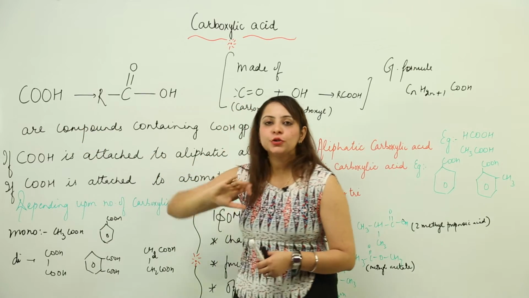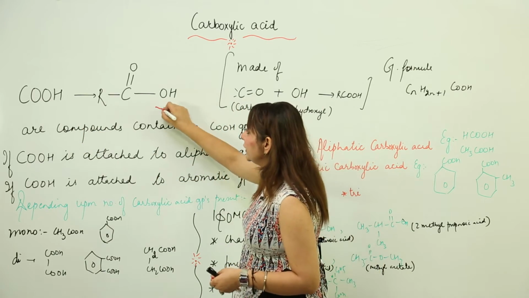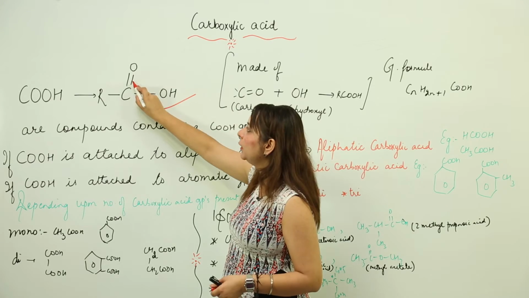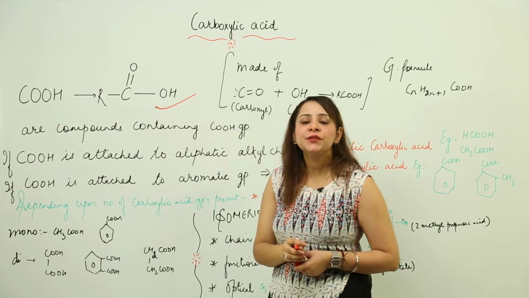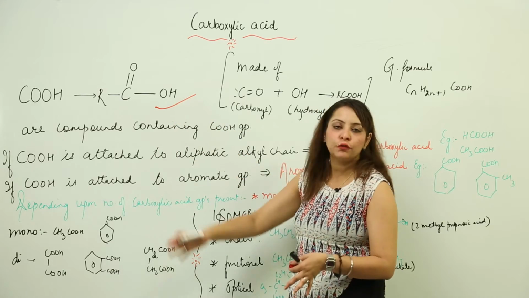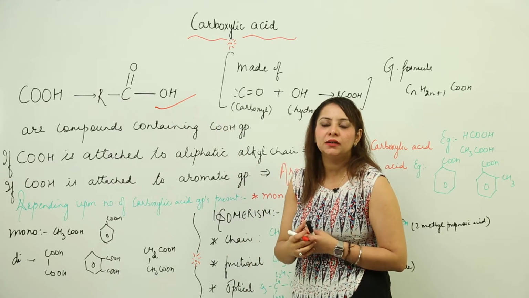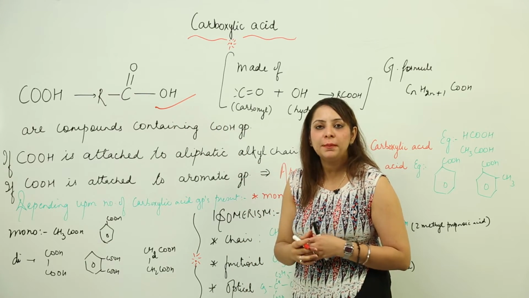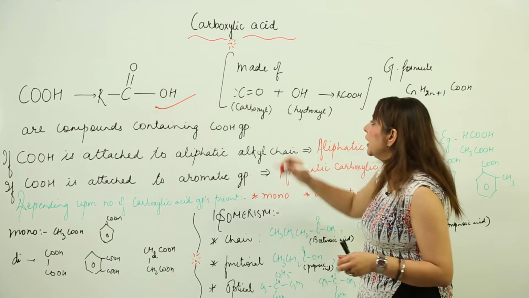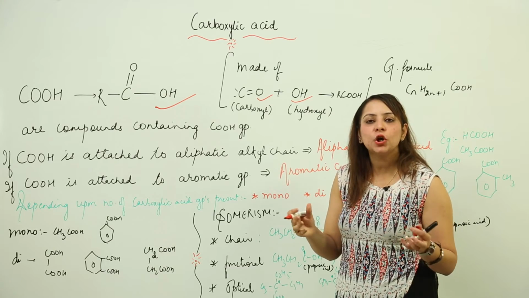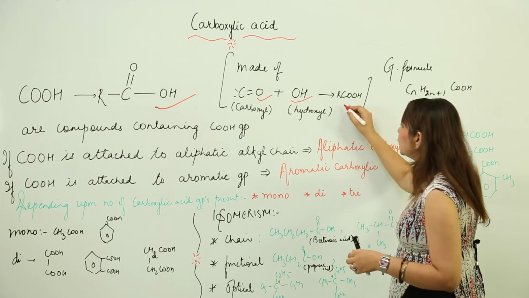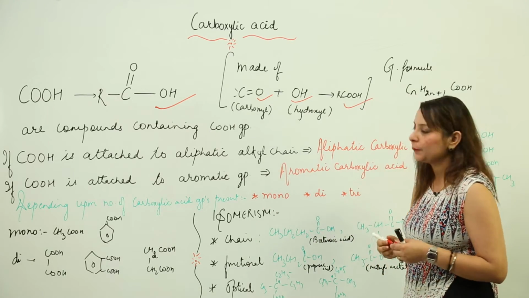And if we want to know its open structure, it's like this: C is making a double bond with oxygen and a single bond with OH. As you can see from the formula, it is actually formed by the combination of two groups, the carbonyl and the hydroxyl group. So when carbonyl and hydroxyl groups club up, they lead to the formation of the carboxylic acid group.